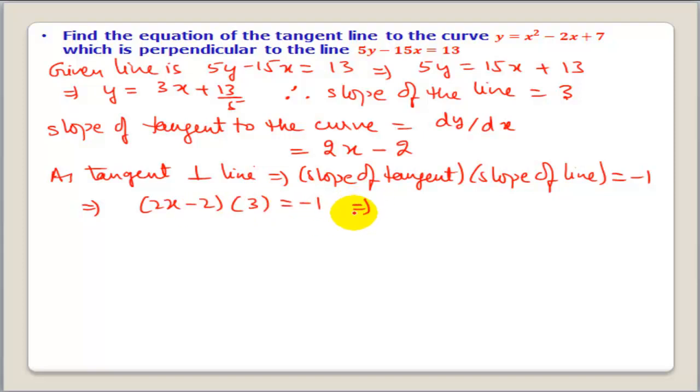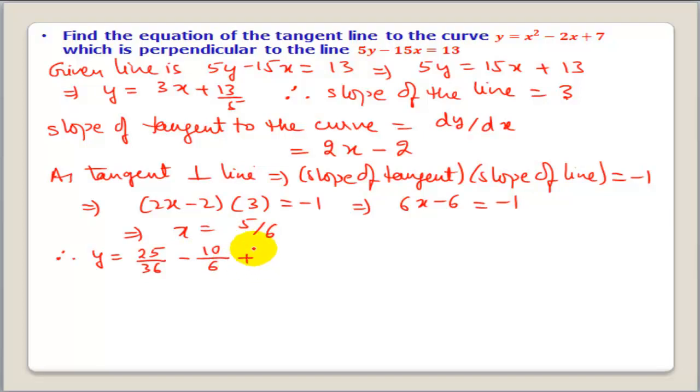Now expanding the left hand side, it comes out to be 6x minus 6 is equal to -1, and solving it, the value of x reduces to, shifting 6 to the right side, it becomes positive. So 6 minus 1 is 5. So x comes out to be 5 by 6. That means the tangent is made at a point whose x coordinate is 5 by 6. Now if the x coordinate is 5 by 6, we can evaluate the y coordinate. The y coordinate will be square of 5 by 6, that is 25 over 36, minus twice of x, which is 5 by 6, so that becomes 10 over 6, plus 7.